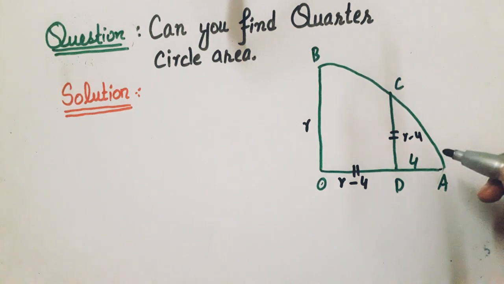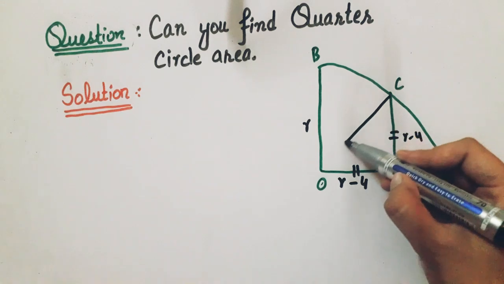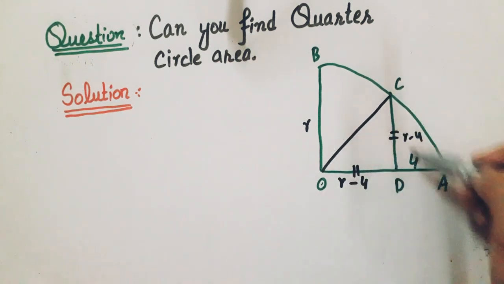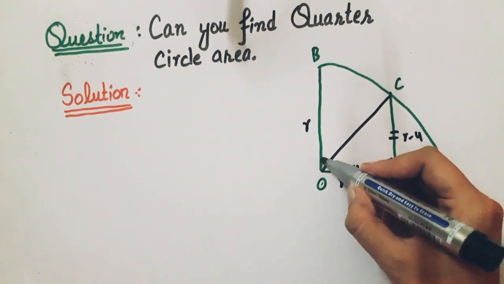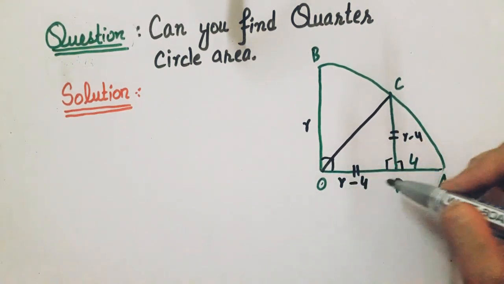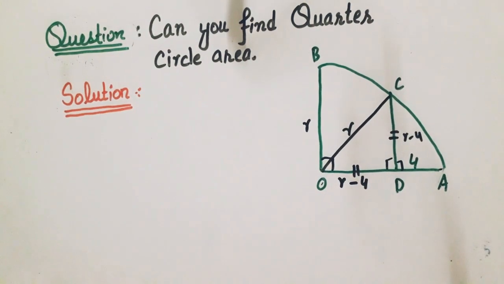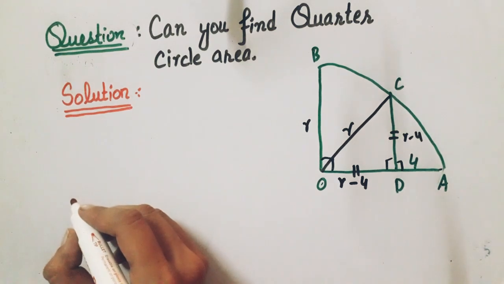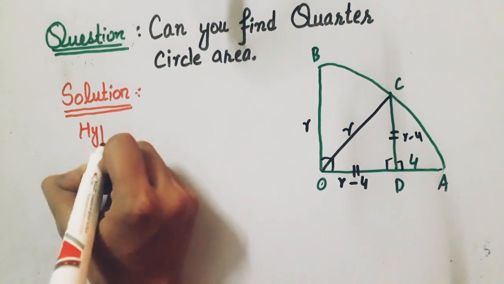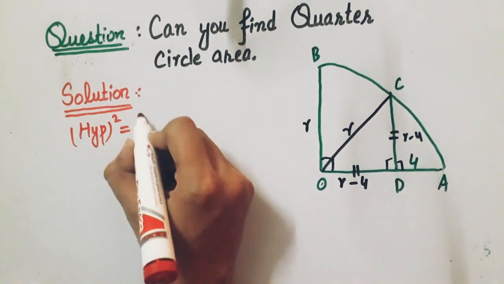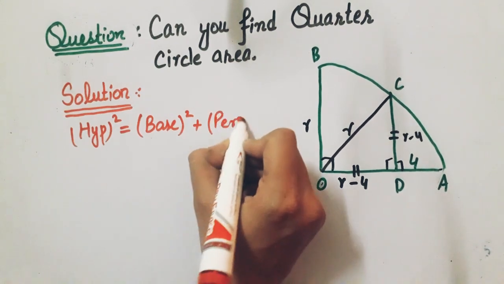Now we will draw a diagonal from this, and let this be a right angle triangle. Then we will say this is the radius also. Represent this by R. Now we have to find the value of R. For this purpose we will apply the Pythagoras theorem. According to this, hypotenuse square equals base square plus perpendicular square.